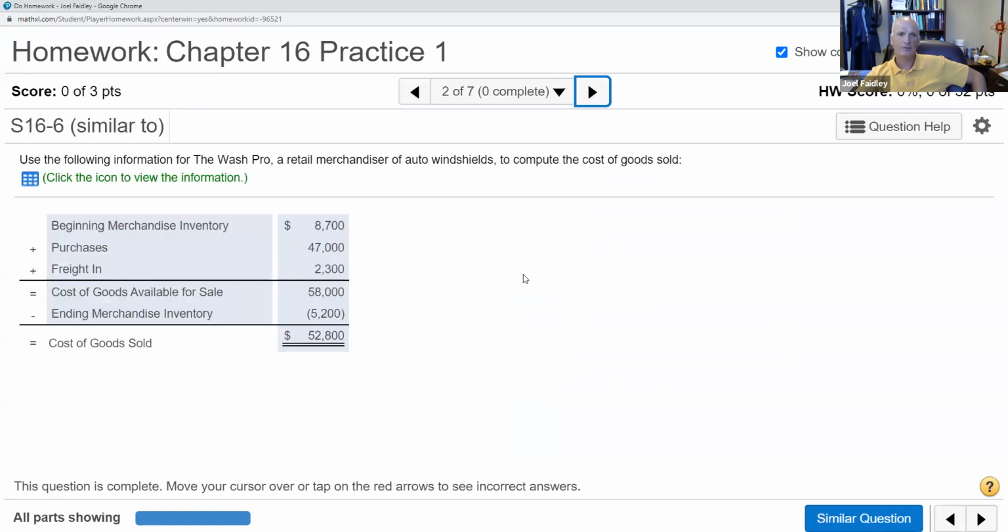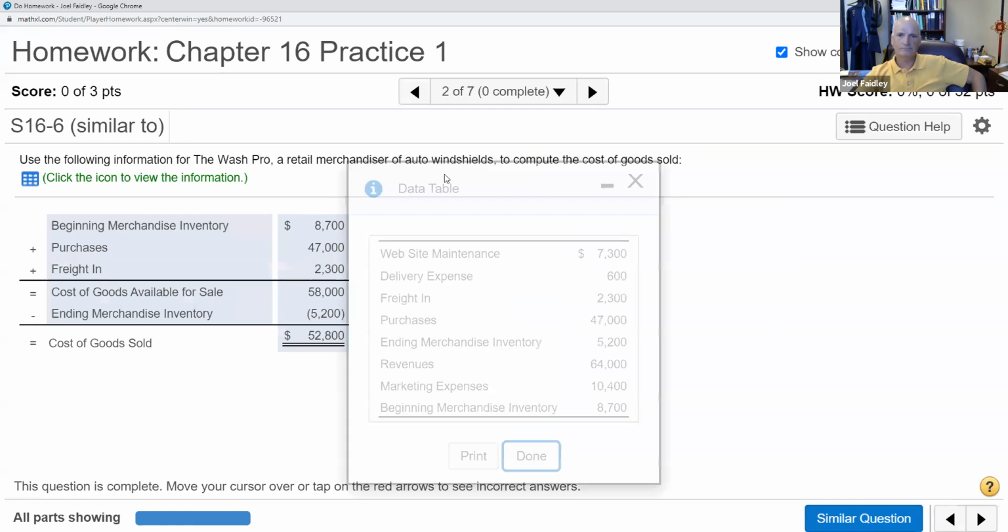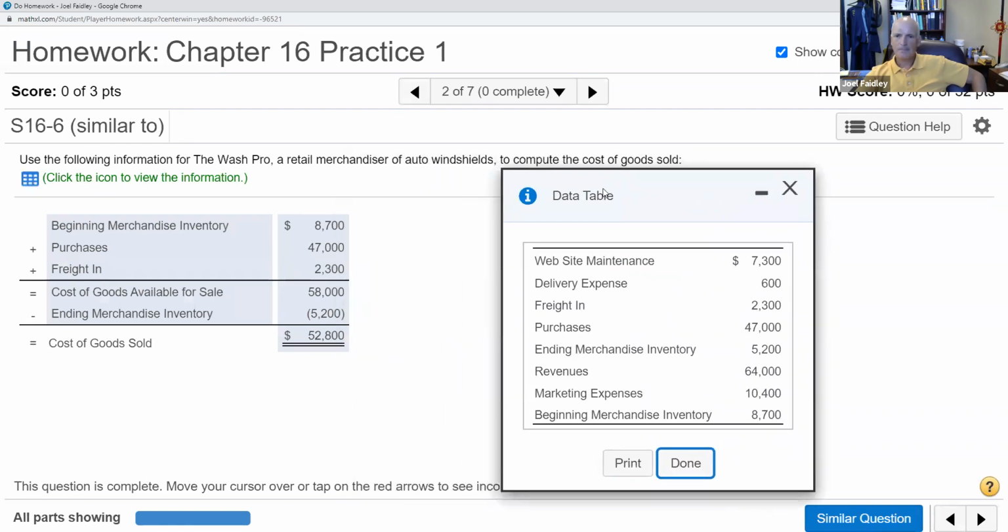All right, number two. Here we've got several things going on, but there's the actual formula that I showed a minute ago, and they added one thing in. They added freight in. Now, we talked about freight out a minute ago, which is not a part of the product, but freight in is. The cost of bringing material into your facility, you do count that as part of your purchases, but freight out is always ignored.